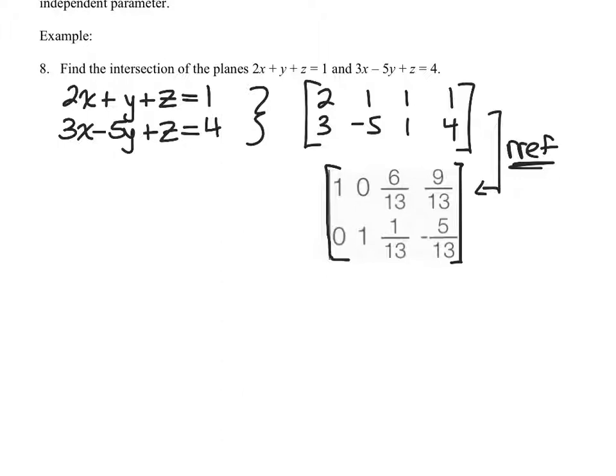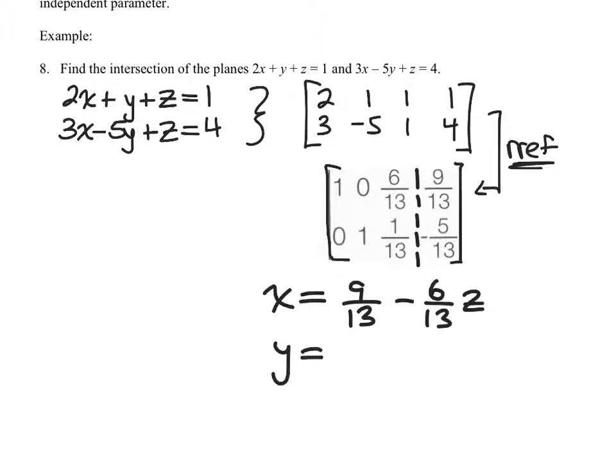So anyway, we got this business going on here. So from this I can say that x is equal to, because remember this is the augmented matrix, x is equal to 9/13 minus 6/13 z, y is equal to negative 5/13 minus 1/13 z, with z being our free variable, z equals z.